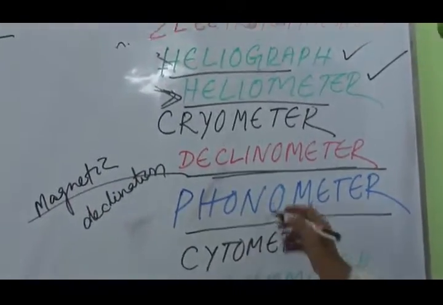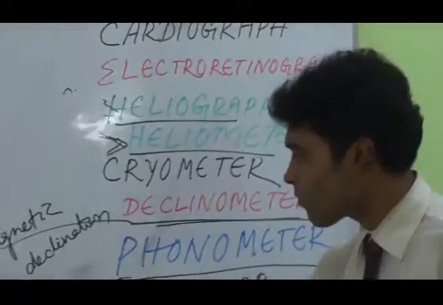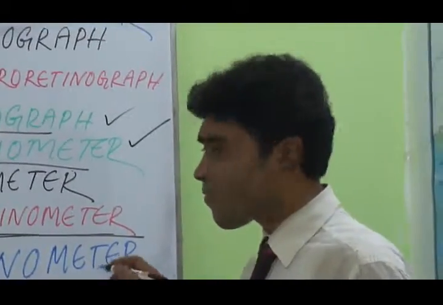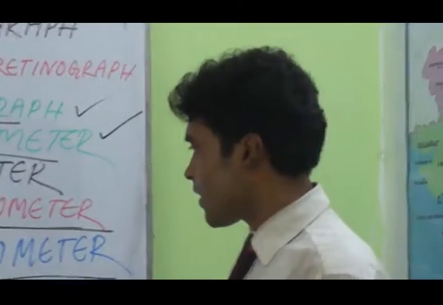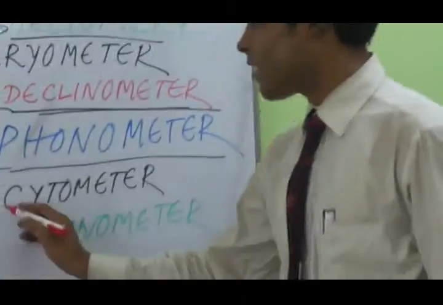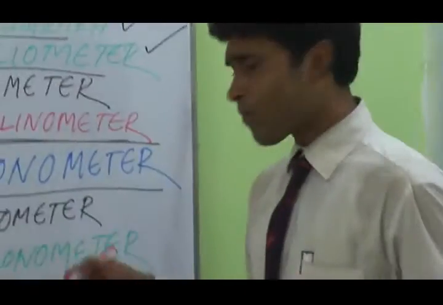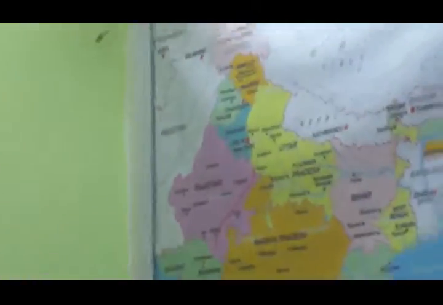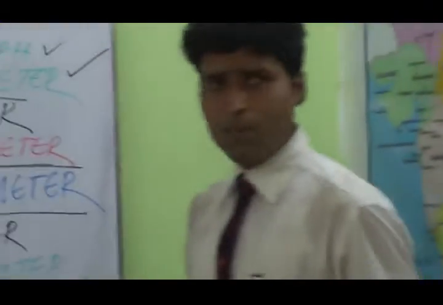What is phonometer? Phone means sound, please remember. So the intensity of sound is measured by phonometer. Another thing is cytometer, that is cellular, simple. Iconometer, you know, in your computer many icons are there, small things. So images or icons are measured by iconometer, very simple.